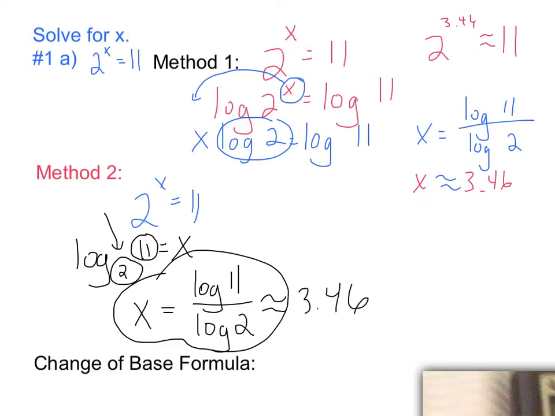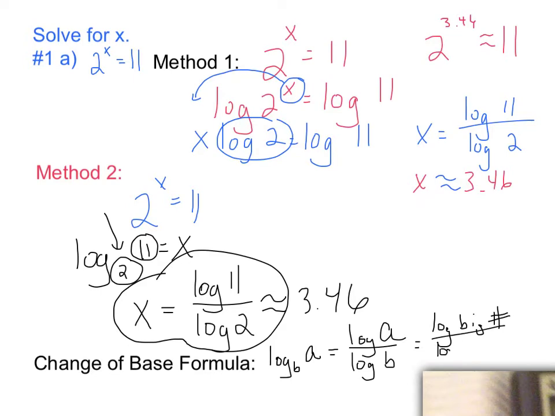Now, the change of base formula says the following. If you take the log in any base, not just base 10, but any base, the log in base b of A is equal to the log of the big A over the log of the little b. And now you can use your calculator anytime you want. It's the log of the big number divided by the log of the little number. How cool is that? Use your calculator anytime you want.